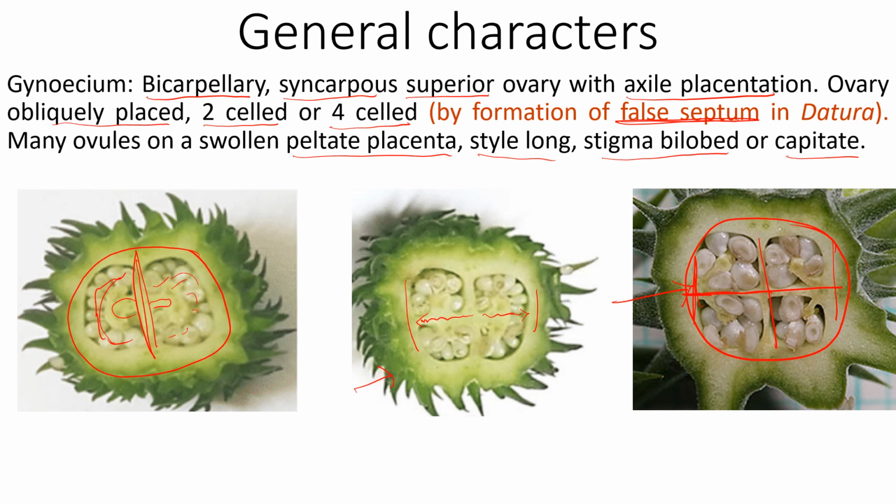Basically, they are only two in number, but because this part has grown further and reached the ovary wall, the total number of compartments seems to be like four, but they are not four, they are only two. Hence, we call this bicarpellary, but it looks like tetracarpellary because of this false septum.